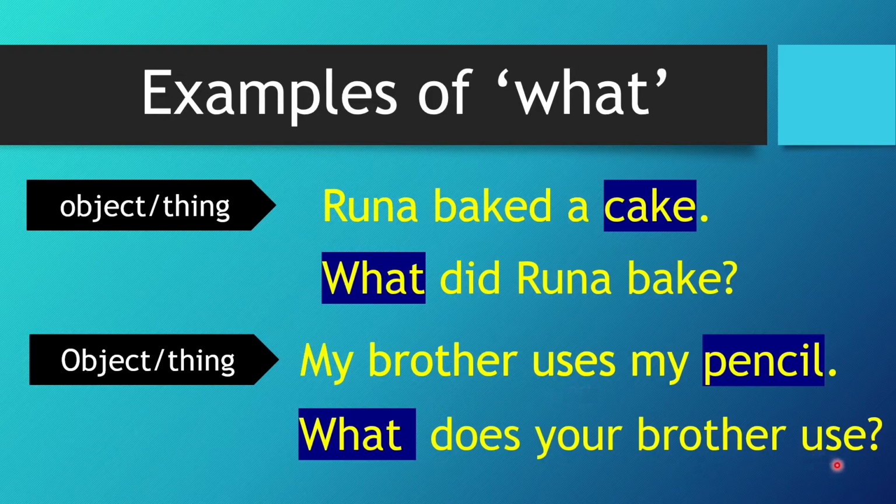Uses will become use. Because you know, when there is third person singular, you are writing does, and after does, there will be present form of the verb use. We will not write uses. So the sentence becomes, what does your brother use? And at the end, there will be question mark. I hope you got it.